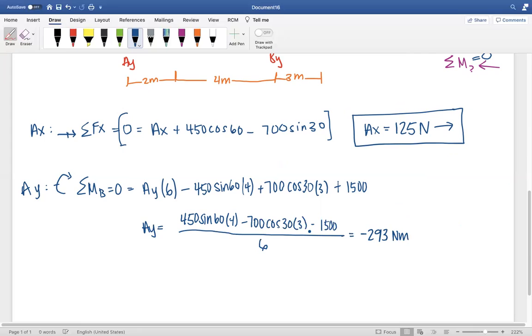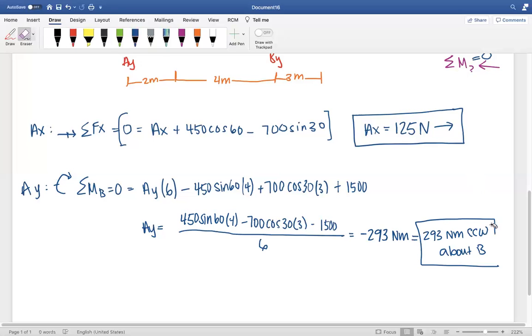But because I called this convention as clockwise being positive, it came out negative because the reaction force here would be counterclockwise. So that means I have to switch it so that it's positive 293 Newton meters counterclockwise because it's opposite of my assigned convention, and then it's about B.